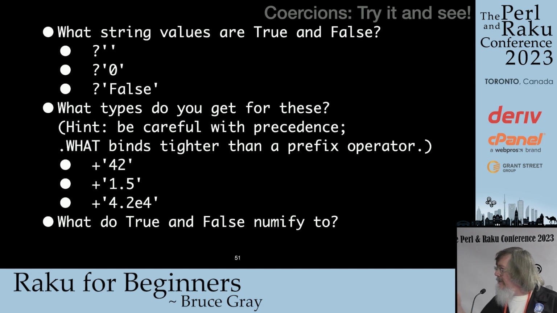Okay, so let's try this. What string values are true and false of those? And what are the types of these? And what do true and false numify to?